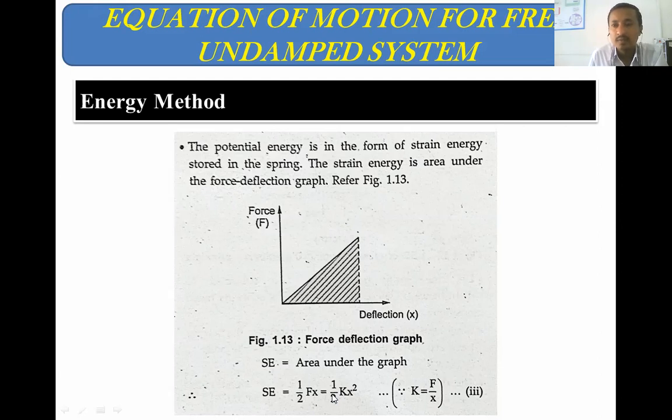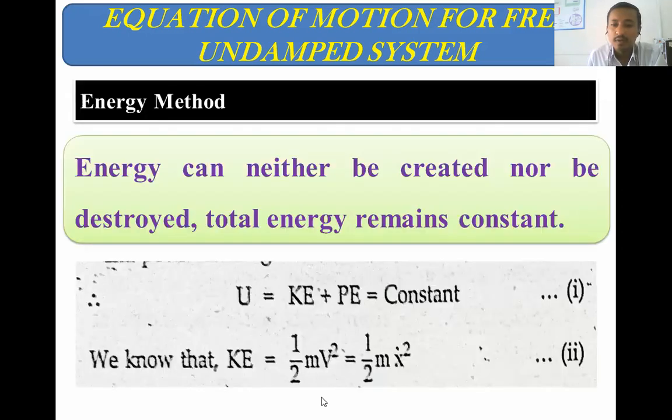Look, we got the potential energy equation, that is half k into x square. We got the kinetic energy equation, that is half m into x dot square. So we substitute both equations into equation 1, that is, kinetic energy plus potential energy is equal to constant.